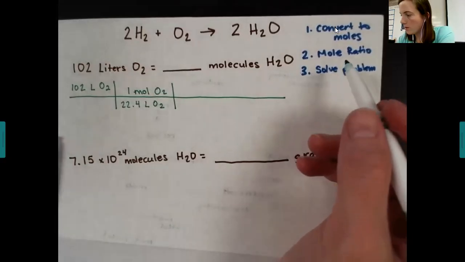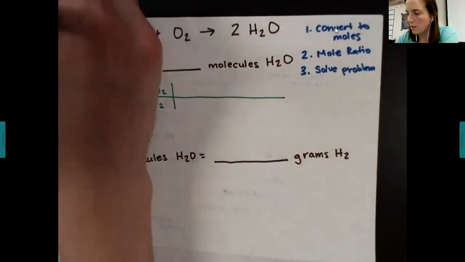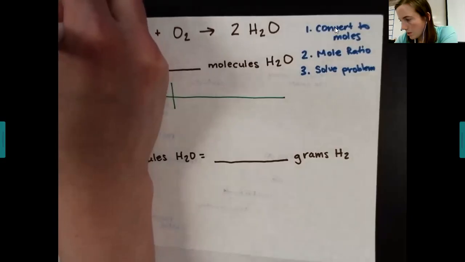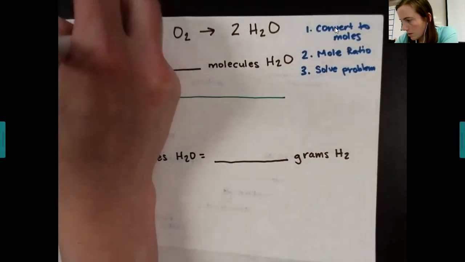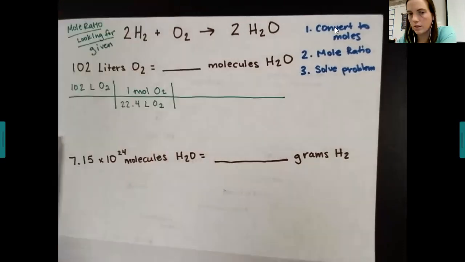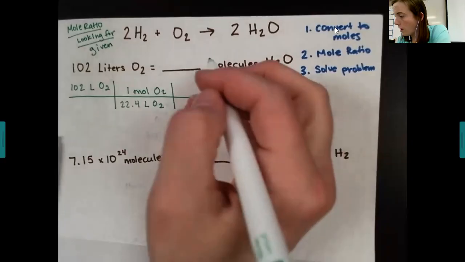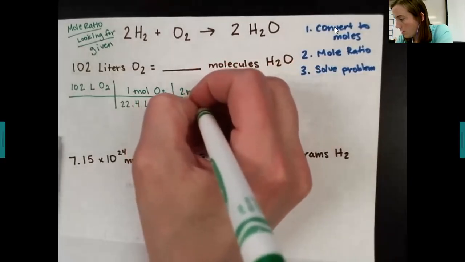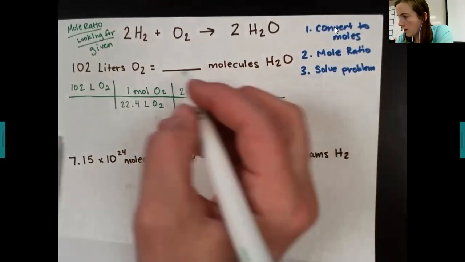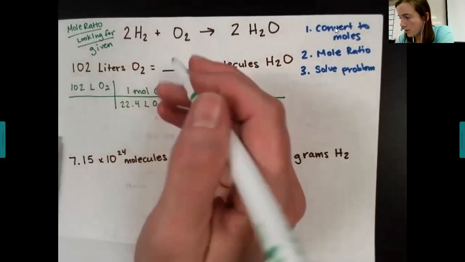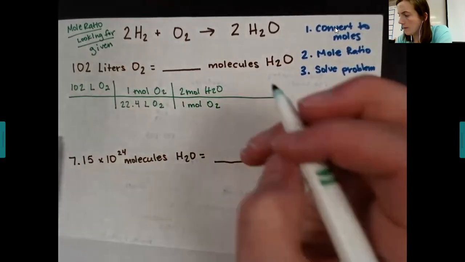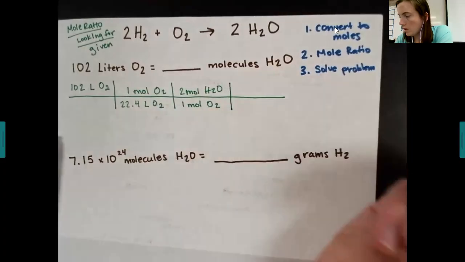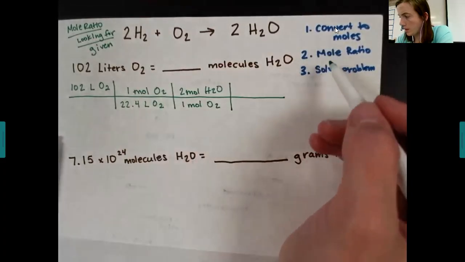Next is my mole ratio, right? Remember that the mole ratio is looking for over given. Okay, so we're looking for water, so it's 2 moles of water. We were given oxygen, and there's not a coefficient, so we're going to say 1 mole of oxygen. All right, so mole ratio, check.